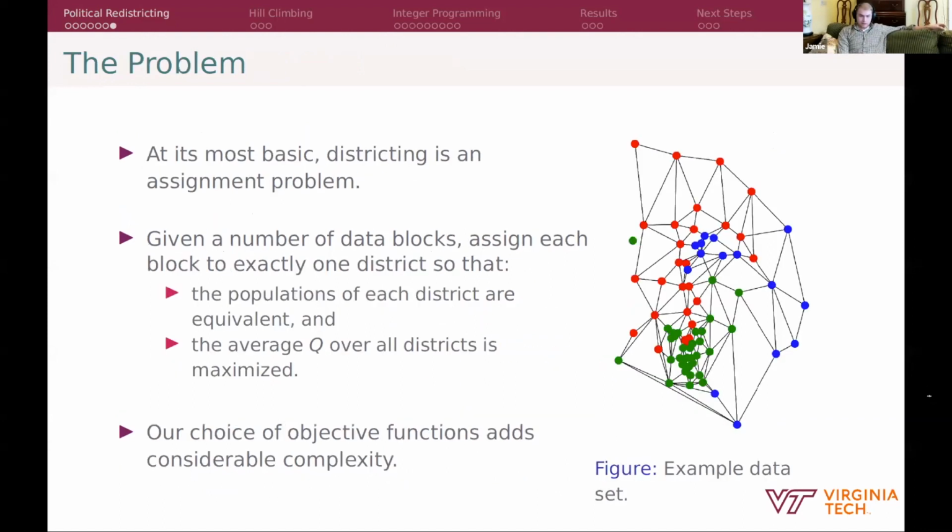So the problem really is an assignment problem. We have to assign each of these nodes, which represent geographical regions, to districts, to exactly one district apiece, such that the populations of each district are equivalent or within 2%. And our Q is maximized over all those districts, either a Q Polsby-Popper or a Q representation BVAP.